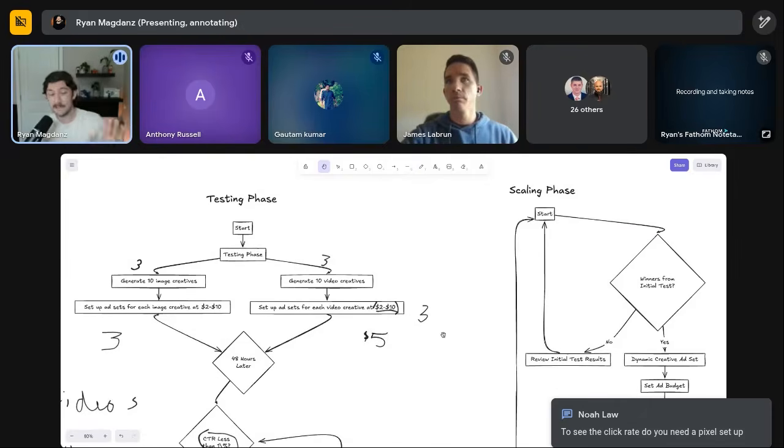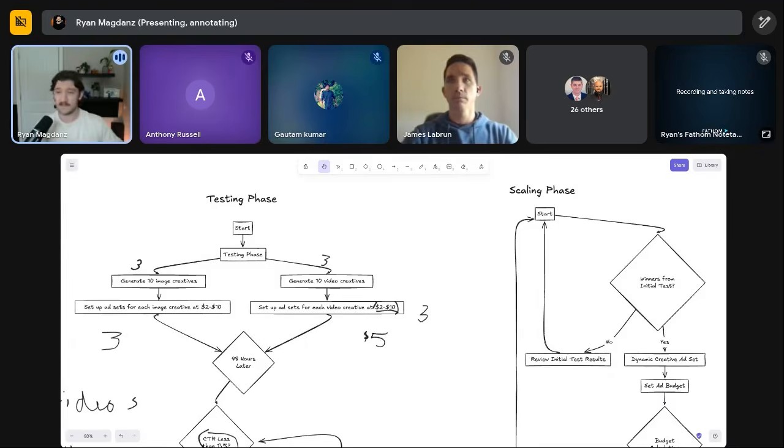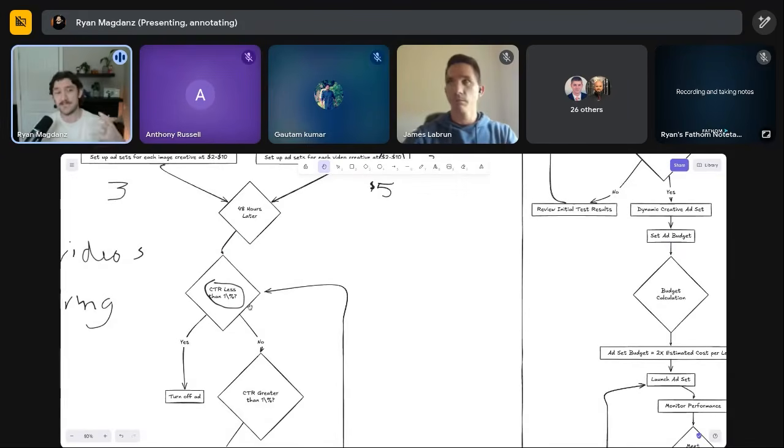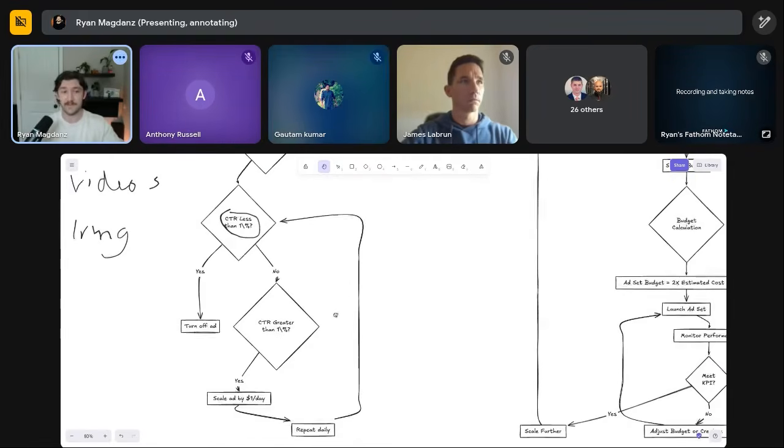Phase two is the scaling phase. So we're going to leave this testing phase running even when we go into the scaling phase. We're going to leave this running. If we had 3 of our ads that continue to stay above 1% CTR, maybe we're picking up some leads, we don't want to turn this off. You know, we don't want to turn the whole campaign off.